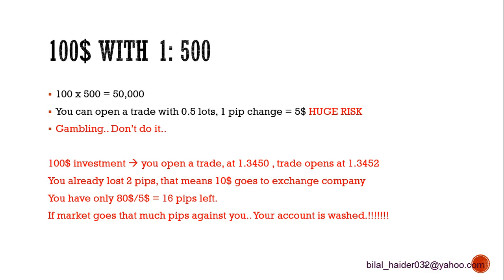Now you have only $80 with you, and each pip change will bring you $5 profit or $5 loss. That means you have only 16 pips left. If the market goes 16 pips against you, even in 5 minutes or 1 minute, you will lose all of your money. Your $100 will be gone and you will wash your account. So there is huge risk involved here.